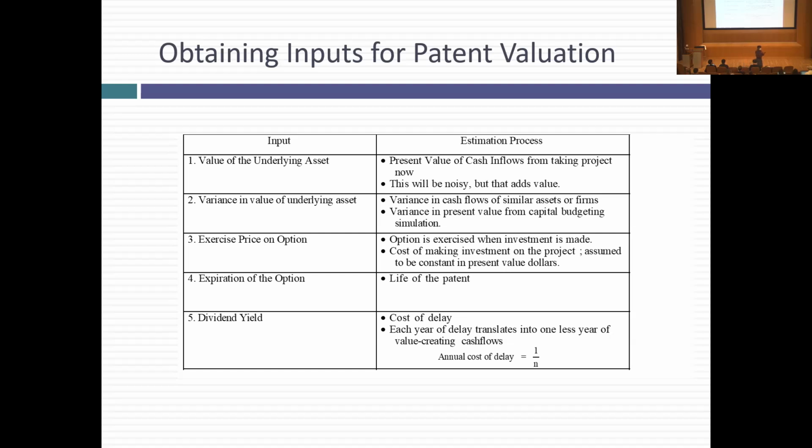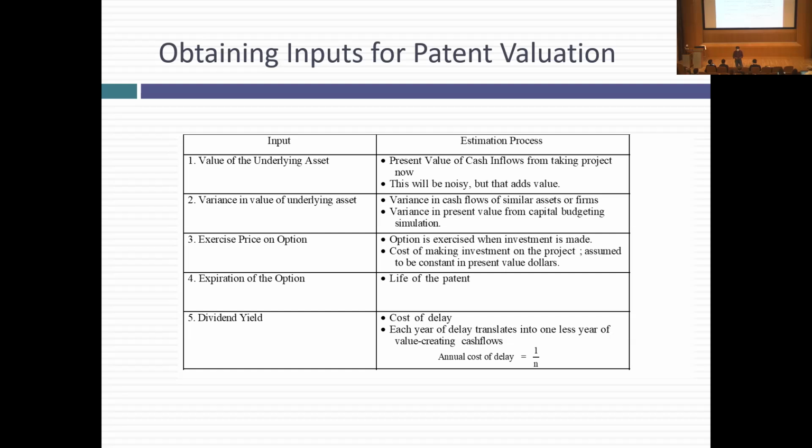Options, if they have no cost to waiting, you never exercise them. And that doesn't make any sense here, right? If you have a patent for 17 years, you don't wait 16 years and 364 days, and on the last day develop the patent, because you lose something by waiting. What do you lose? You lose that protection you get from the patent. So if this patent becomes viable, I'm going to introduce a cost of delay.